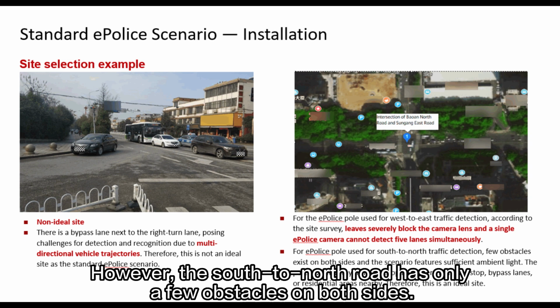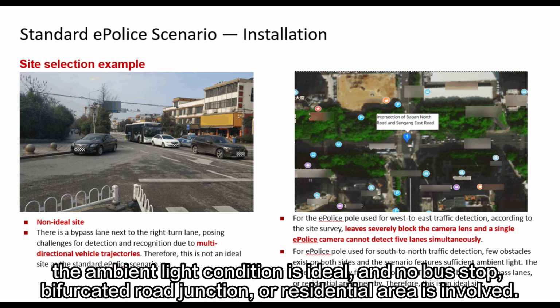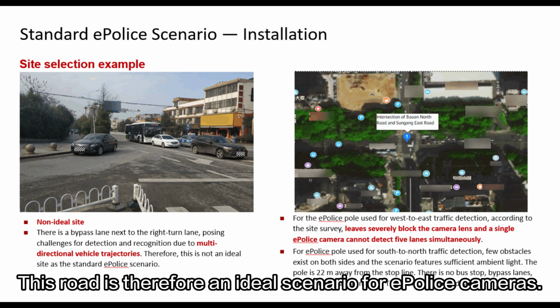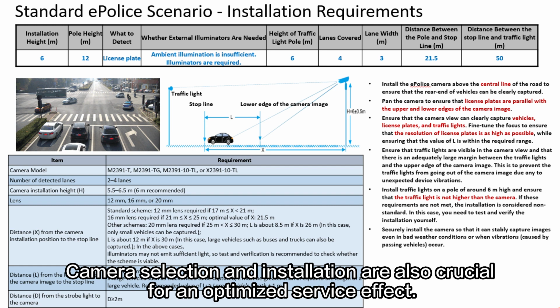However, the south to north road has only a few obstacles on both sides. In addition, the distance between the pole and the stop line meets the requirements. The ambient light condition is ideal, and no bus stop, bifurcated road junction, or residential area is involved. This road is therefore an ideal scenario for ePolice cameras. Identifying a suitable installation environment is just the first step. Camera selection and installation are also crucial for an optimized service effect.